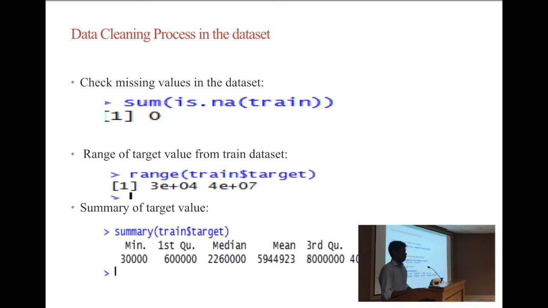Where we need to, they just find out the range. What kind of range did they give? The volume of that target value, minimum and maximum, is already given here, and then I just find out the summary of the target value: what is the minimum value, what is the mean, and what is the maximum.